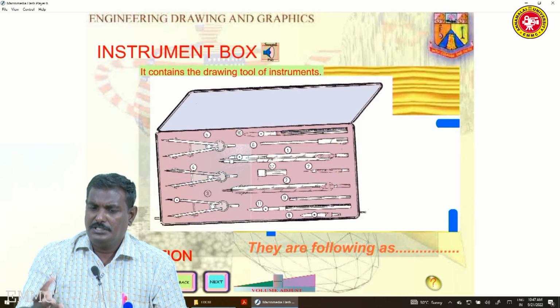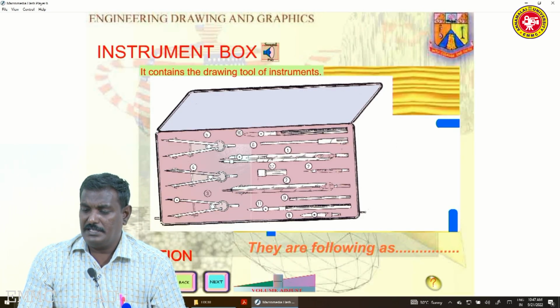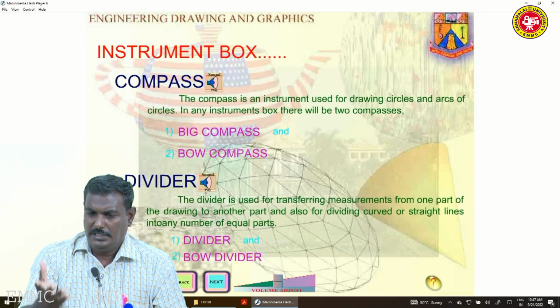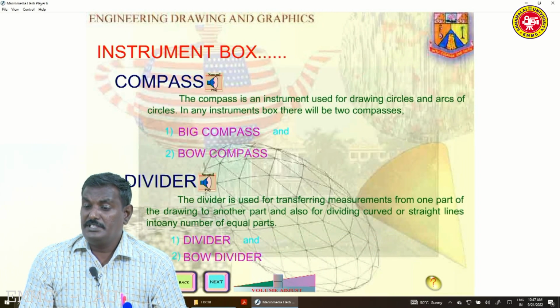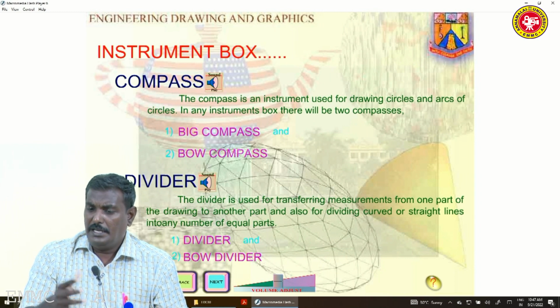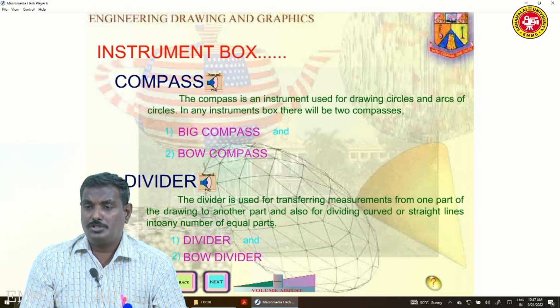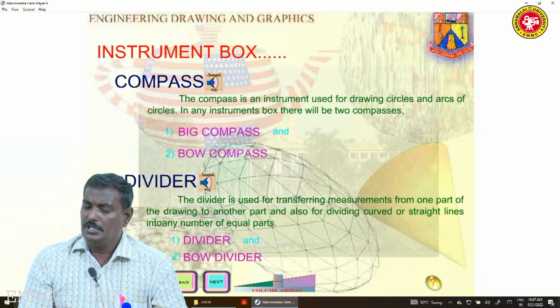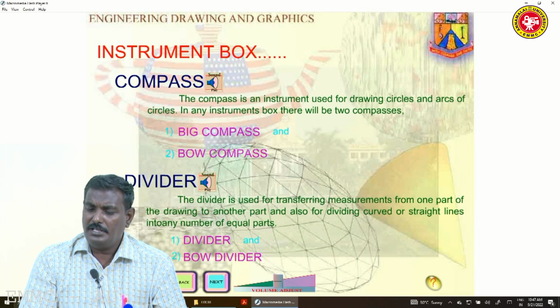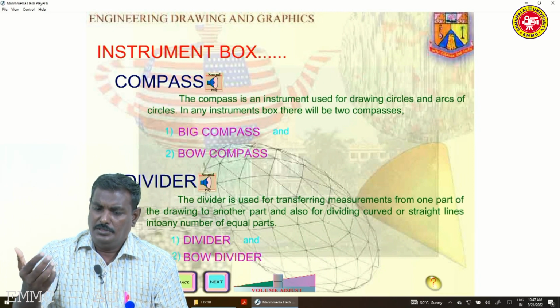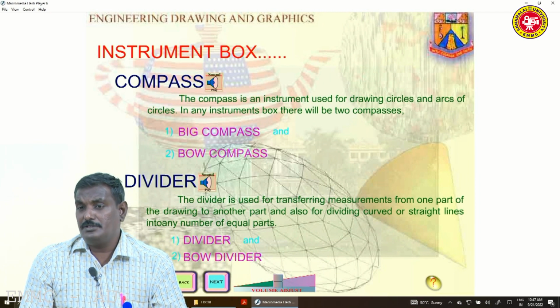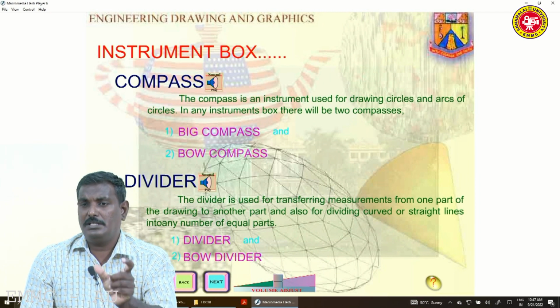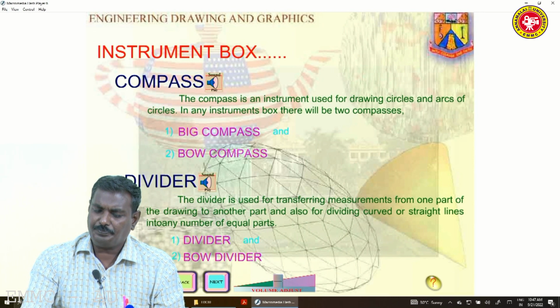Let me see what this instrument box contains. Your compass. The compass is an instrument used for drawing circles and arcs. In any instrument box there will be two compasses. One is big, another one is a bow compass. Similarly the divider. Normally an engineering divider and a bow divider. So we know about the compass. The compass is used to draw, but the divider is used to measure.